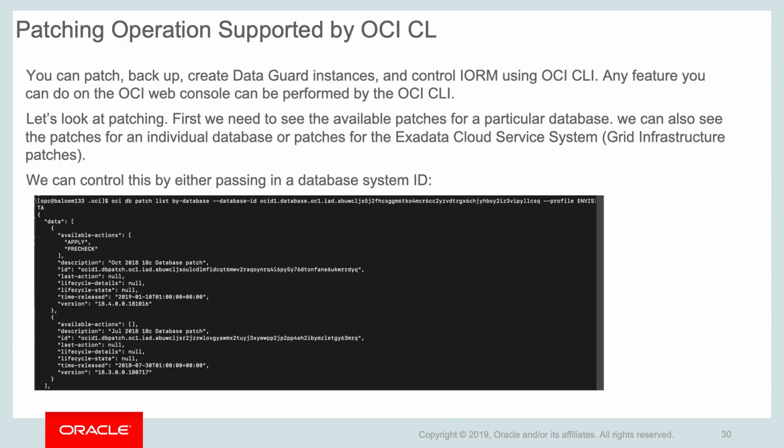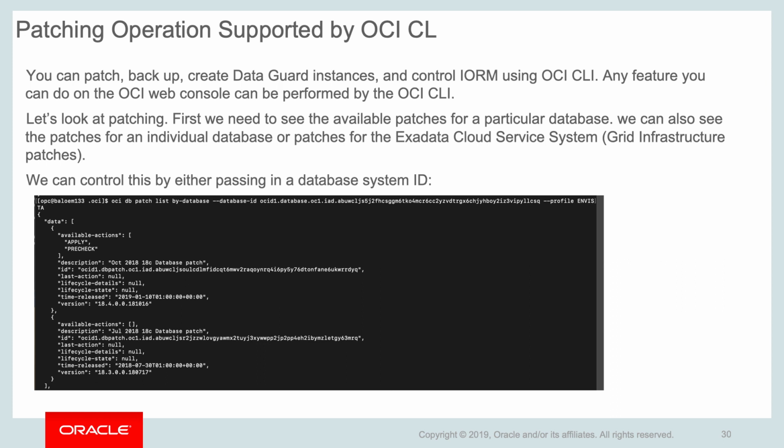We'll look at a few other commands, like patching operations, which are also supported by OCI CLI. You can patch, you can back up the database, you can create a Data Guard instance, and control the IORM settings for your Exadata cloud service environment. Any feature you are able to use in the OCI console can pretty much be performed by OCI CLI.